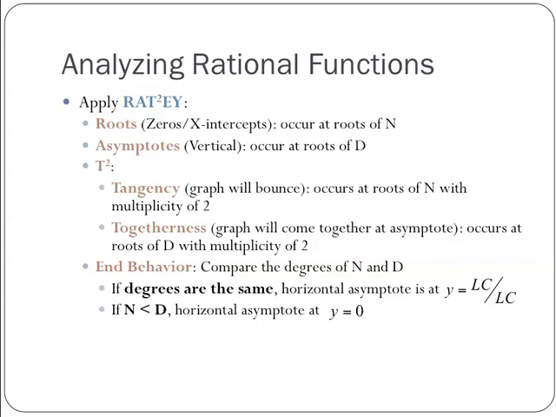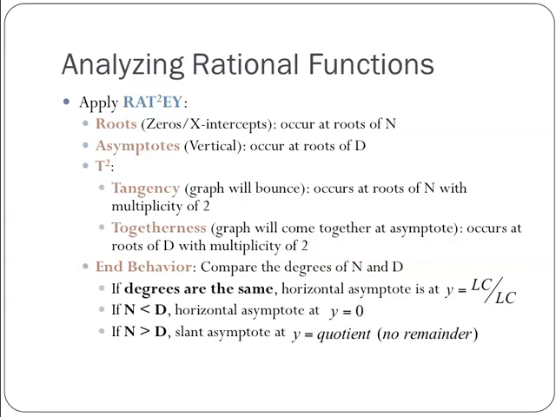And then lastly, if the degree of the numerator is greater than the degree of the denominator, then this is going to have what we call a slant asymptote. In order to figure out what that slant asymptote is, you are going to have to do some division. Depending on the problem, you might be able to do synthetic division. You might have to do long division. Either way, whatever you get for the quotient, you ignore the remainder. Whatever you get for the quotient is going to help you determine what that slant asymptote line is.